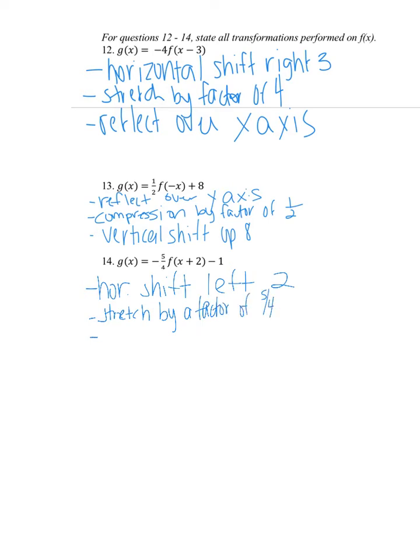Then the negative, you are negating the entire thing. You are negating all of y. So that's a reflection over the x-axis. And then the -1 on the end, that's a vertical shift. And because it's -1, you're going down 1. Okay, so these are rules that you just have to memorize. If you do forget something, you can, of course, type it into y equals in your calculator to try and figure out how it shifts.